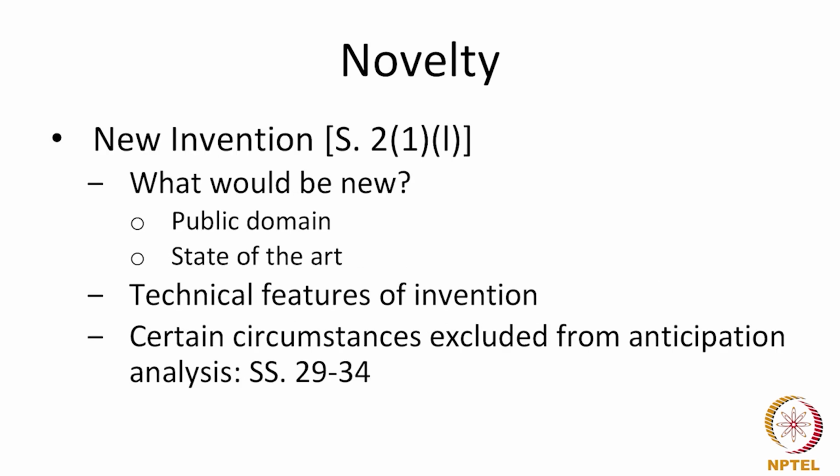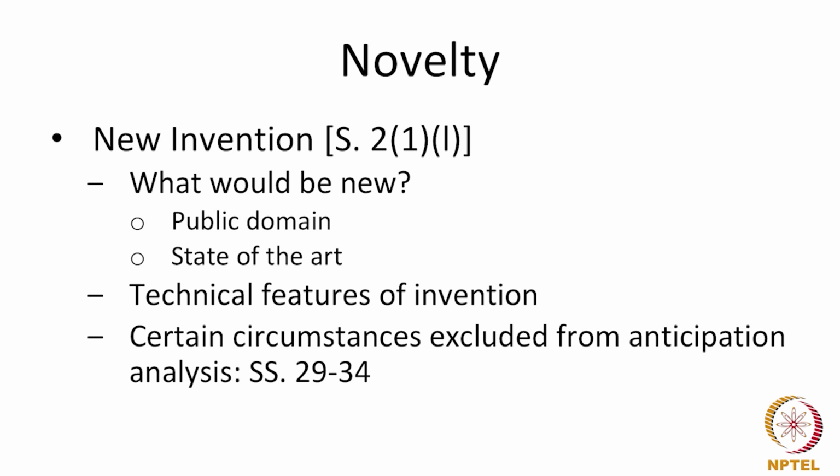In explaining a new invention, the definition brings out two aspects of what would be new. The newness of an invention is to be compared with either the public domain, that is one criterion for understanding whether something is new, or what is defined as the state of the art. The public domain is easy to understand because if something is available to the public, then we will understand that as the public domain. Now, public domain does not mean it has to be available freely.